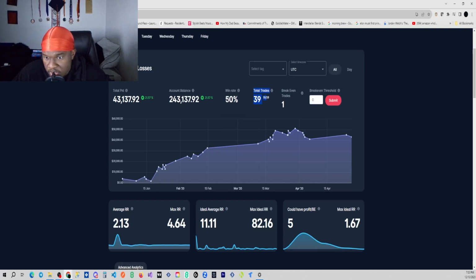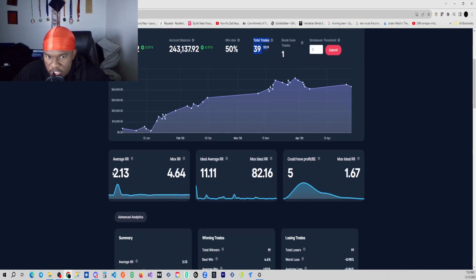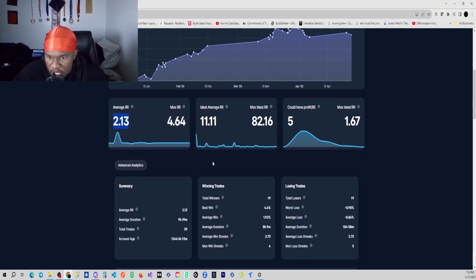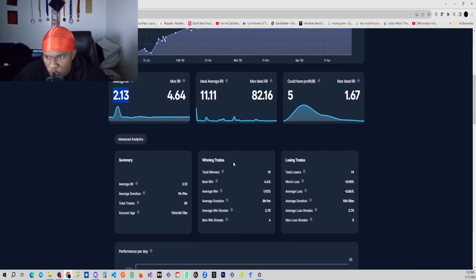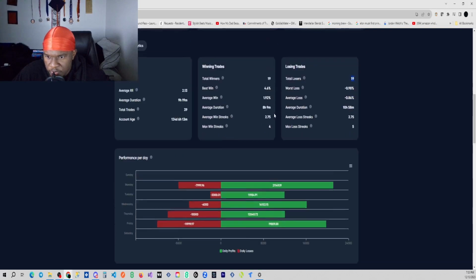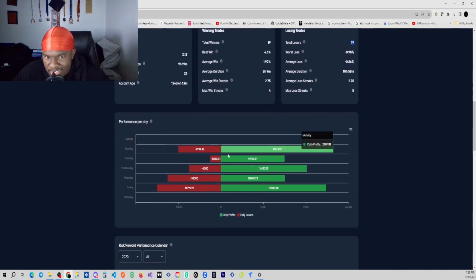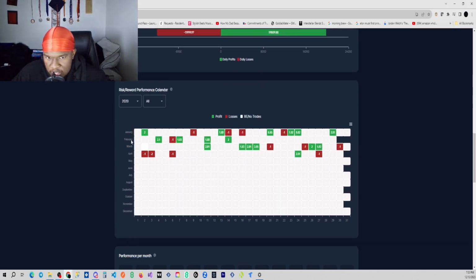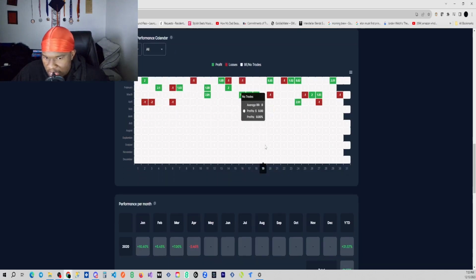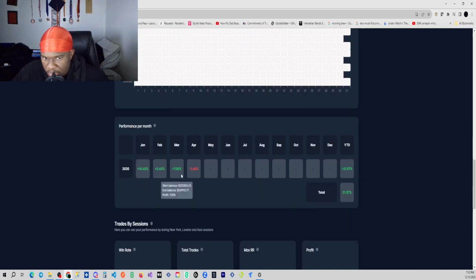Win rate's 50%. RR is about 2.1, which is about 2, which is really good and very accurate because I only go for 1 to 2s. 119 won, lost like 14 or something like that. And it gives you every single stat. It tells you what days you took the trade, whether you profited or lost that day, the months. It has everything you need in a backtesting software.